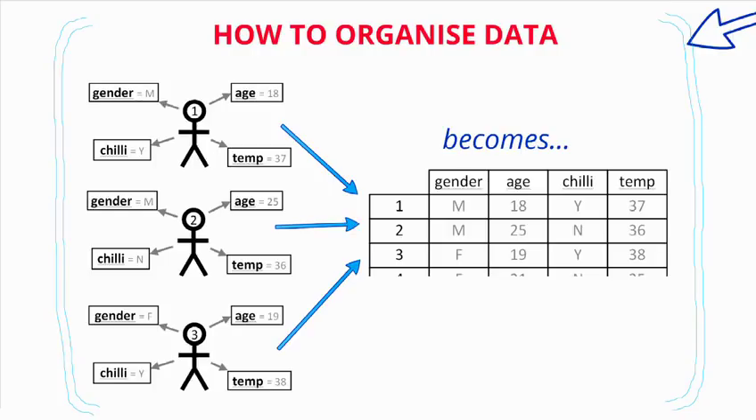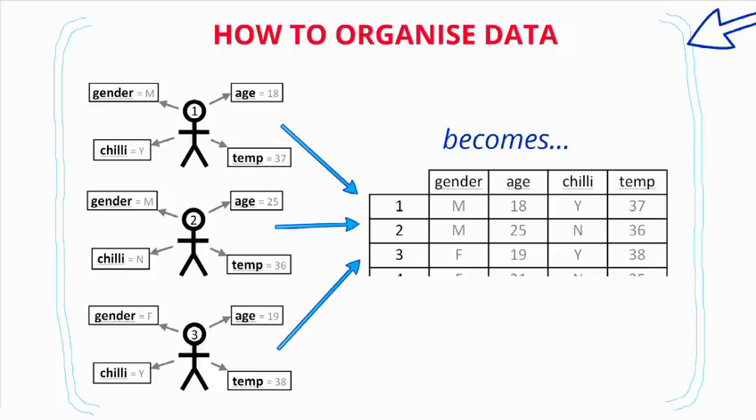So here is a pretend experiment where I'm trying to decide if chili makes a difference to body temperature. And I have these people here, and they have a gender and an age, and I've given them chili or not, and they have a temperature. And each person has a row in the data. And each variable has a column in the data. That's how to organise data. That's it. You can stop now, drop the mic, and it'll all be good, because that's exactly what you need to know. If you can do that and you go to a statistician, you will make them very happy. They can deal with everything else.